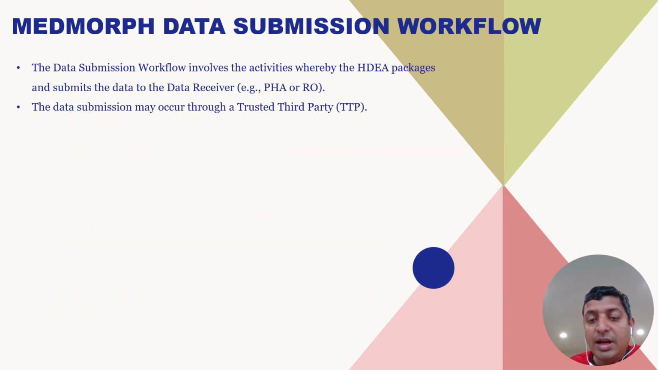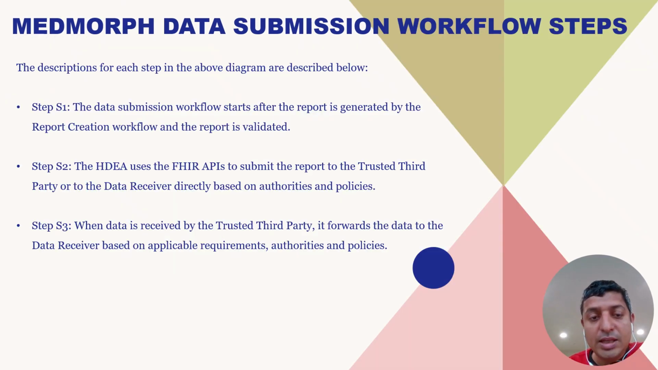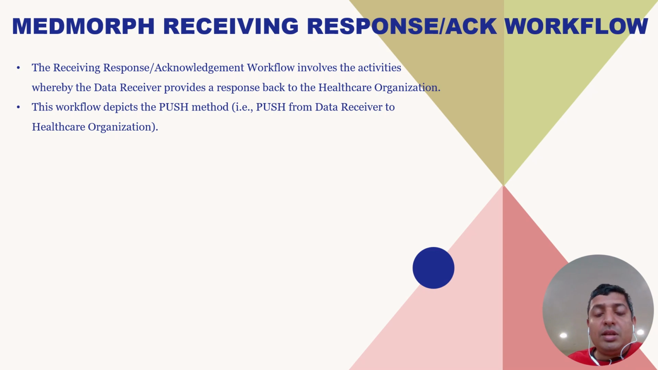The next workflow is the data submission workflow. The data submission workflow involves the activities whereby the SDA packages and submits the data to the data receiver. The data submission may occur through a trusted third party, also known as TTP. This is the data submission workflow. In this particular workflow, the data submission workflow starts after the report is generated by the report creation workflow and the report is validated. The SDA uses the FHIR APIs to submit the report to the trusted third party or the data receiver directly based on the authorities and policies. When data is received by the trusted third party, it forwards the data to the data receiver based on applicable requirements, authorities, or policies.